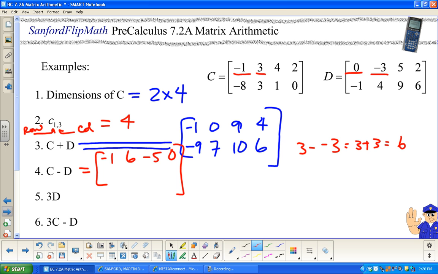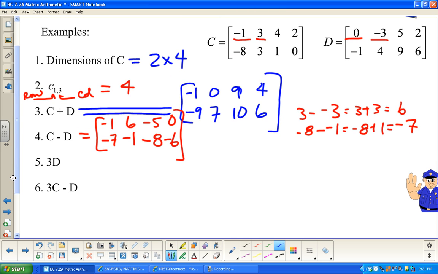-8 minus -1. -8 minus -1, -8 plus 1, -7. 3 minus 4. 1 minus 9. 0 minus 6. Okay, so that's it for that. Got 2 more to go, and then we're out of here.